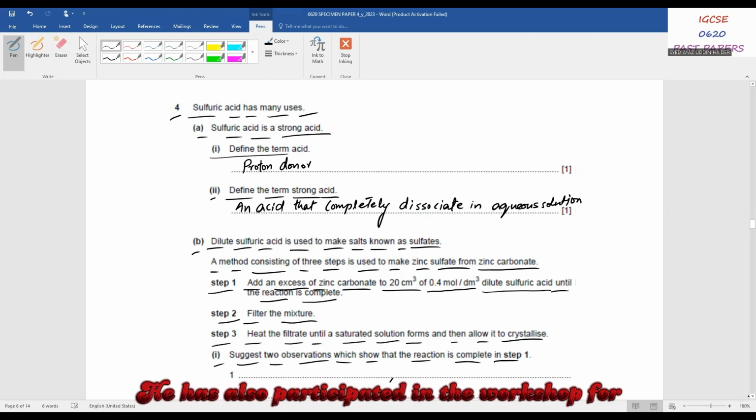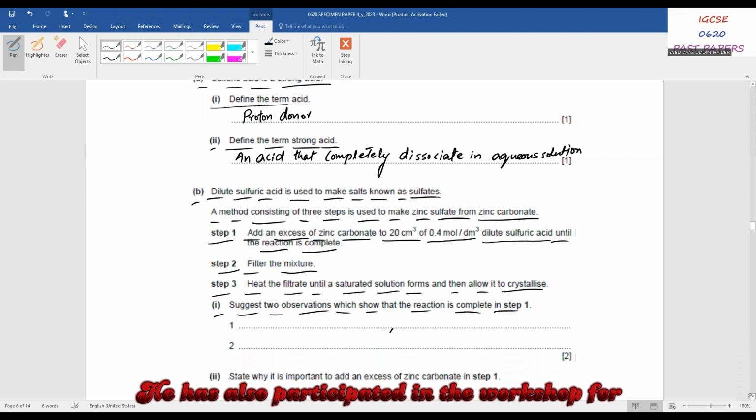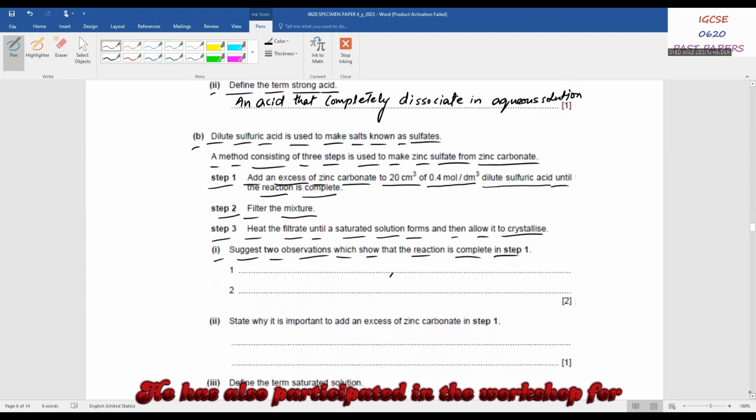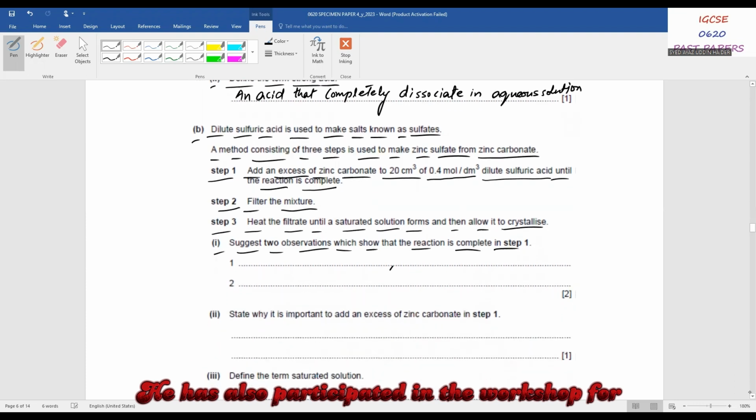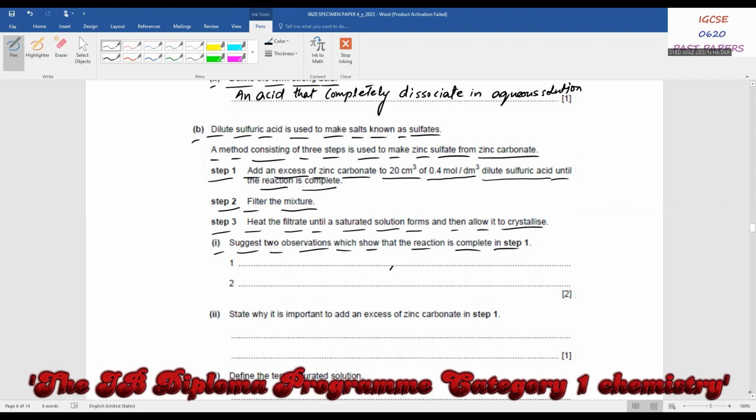Step 1. Now they are asking about 2 observations which show that the reaction is complete. Whenever metal carbonate reacts with acid, there will be gas produced known as carbon dioxide. So there must be fizzing. So you'll write no more fizzing. First observation, no more fizzing.